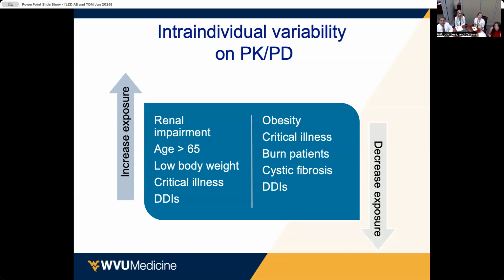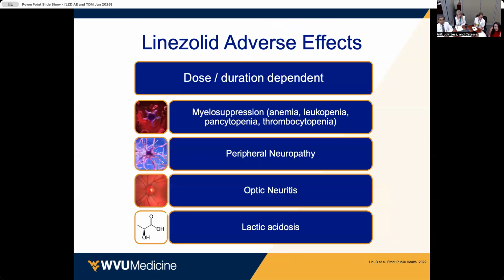So it really just depends on what's going on with the patient. And same with drug-drug interactions. Some things can increase exposure, some things decrease exposure. Things that are unique to decreasing exposure are obesity, burn patients, and cystic fibrosis, just due to the way that the antibiotic is distributed.